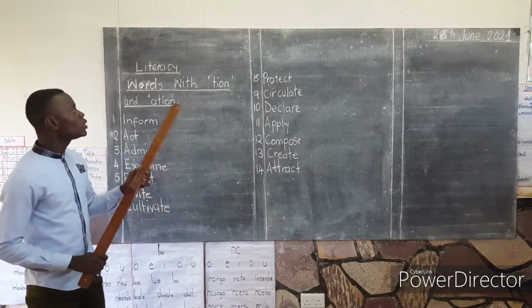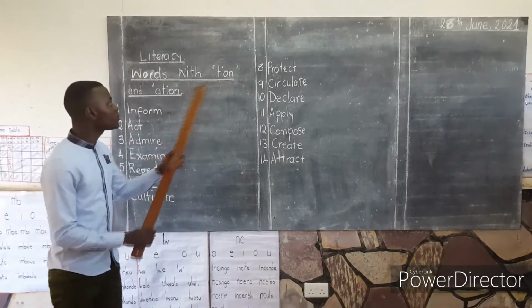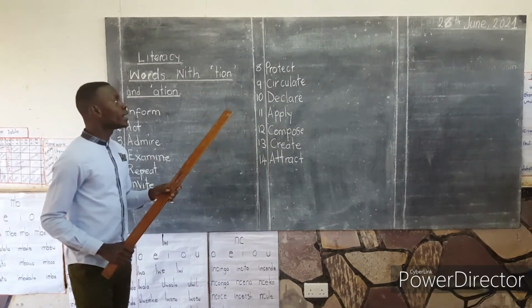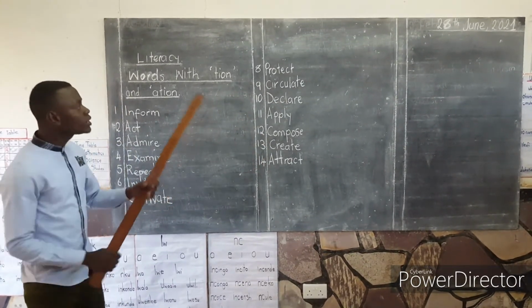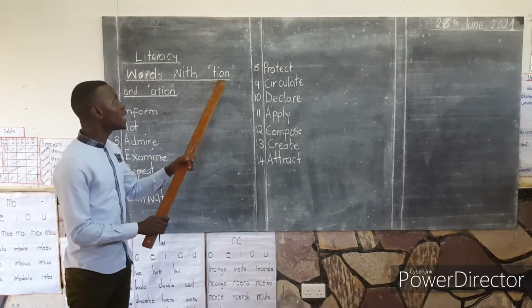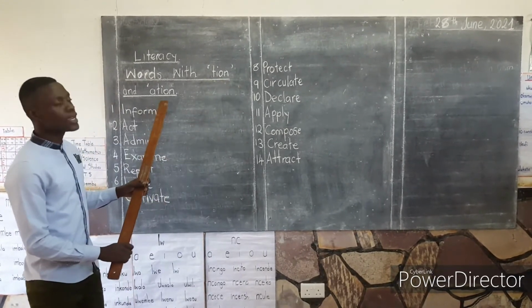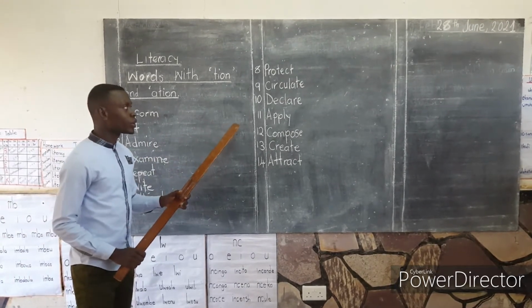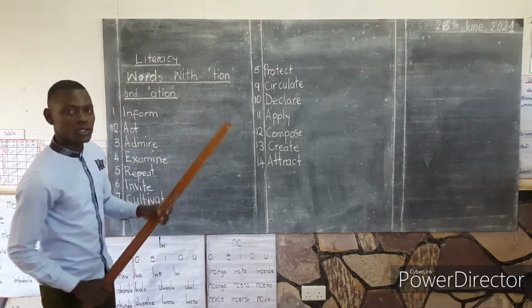Now, before we look at adding these endings to these words, I want you to try. You just pick any word and try to add T-I-O-N or A-T-I-O-N. Anyone? Very good. Thank you for trying.